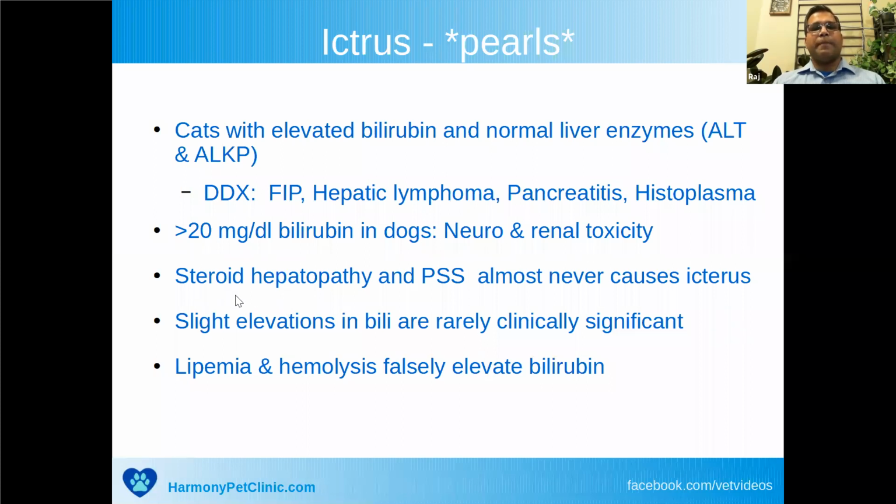Steroid hepatopathy and portosystemic shunt almost never cause icterus, because there is a shunting of the liver. A very mild elevation in bilirubin with other liver enzymes normal is not very clinically significant. Mild bilirubin high can be normal, but it needs to be significantly high. Lipemia and hemolysis can falsely elevate the bilirubin in the blood sample from the testing.